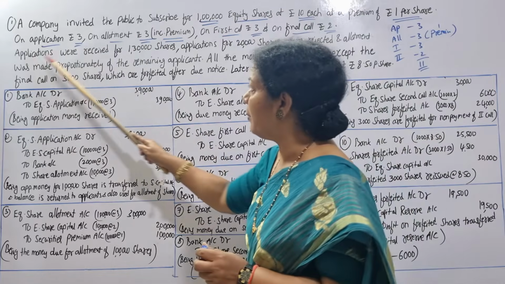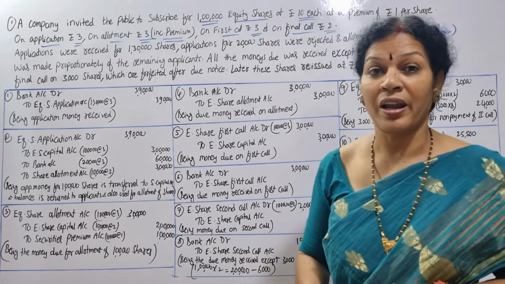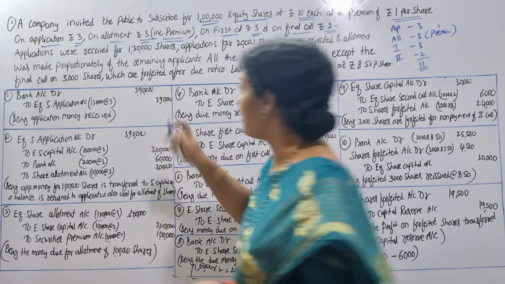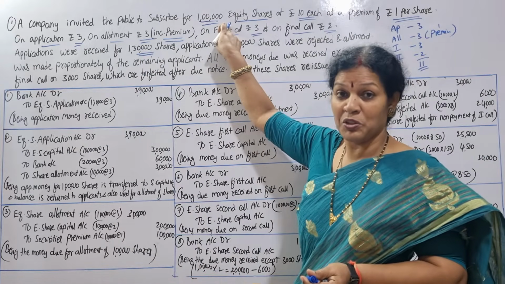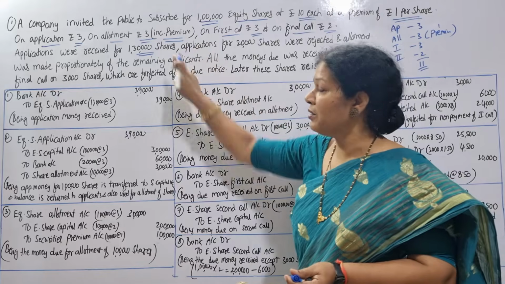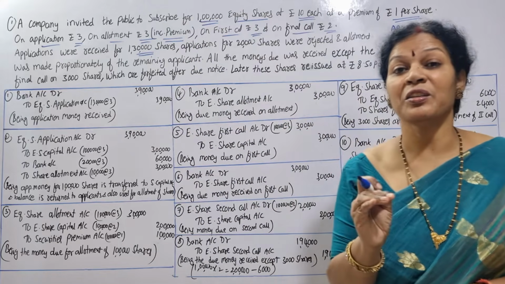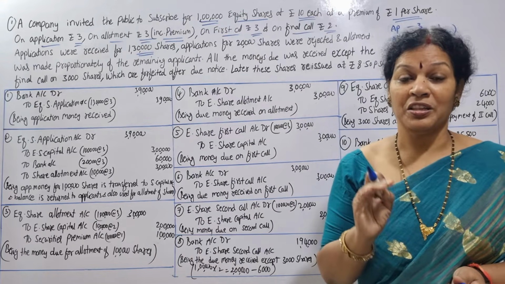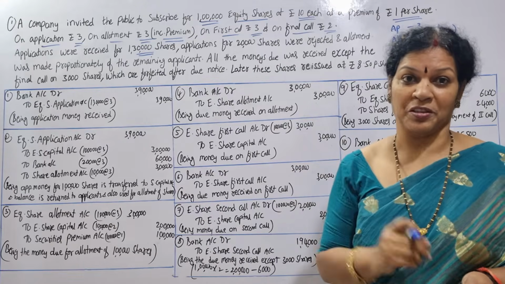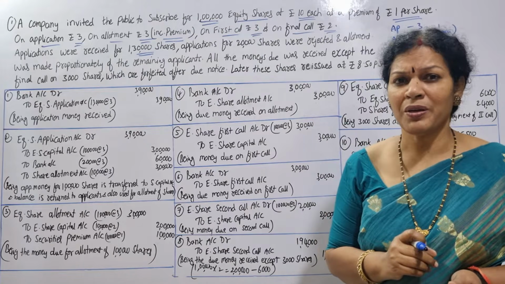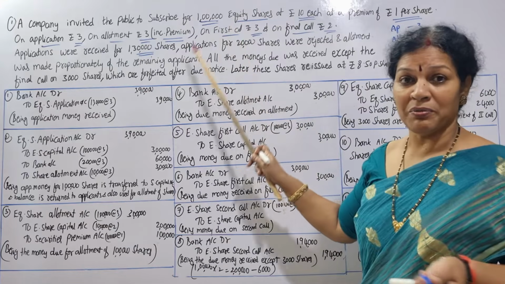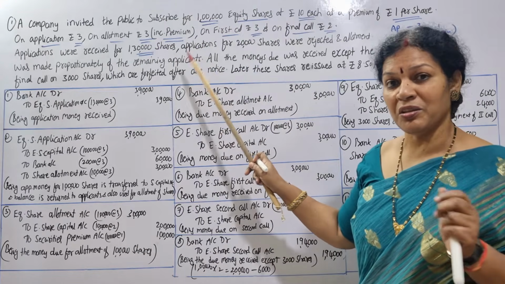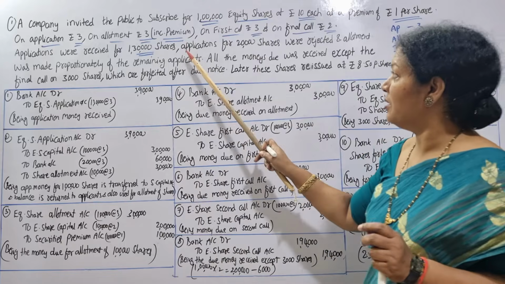Next one. Applications were received for 1,30,000 shares. How many applications are there actually? We have issued 1 lakh, but we received 1,30,000 applications. It means over subscription. How much is over? We have issued 1 lakh, but we got 1,30,000, so 30,000 is over subscription.